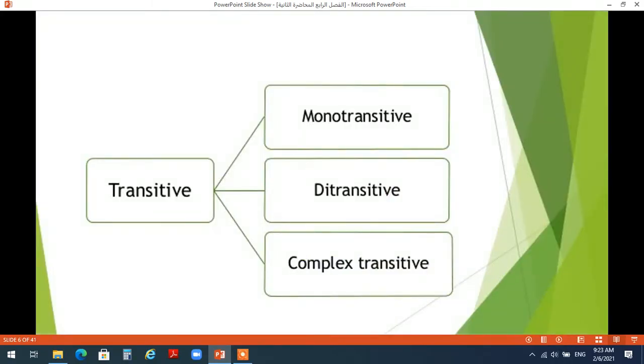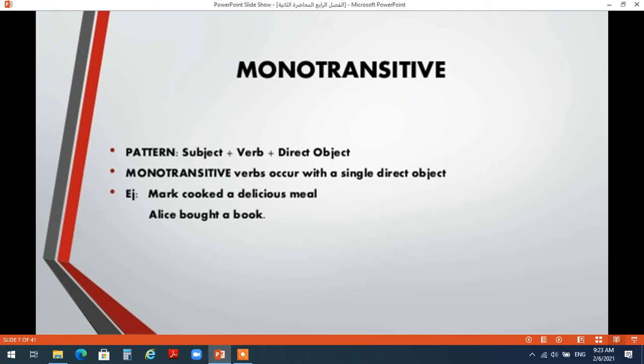Now, as you see here in this diagram, transitive verbs are classified into three types. These three types are monotransitive, diatransitive, and complex transitive. Of course, we are going to study each one of these types in detail. We will start with the first type, which is monotransitive.